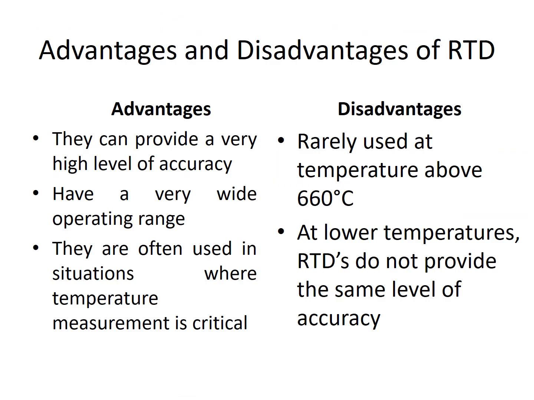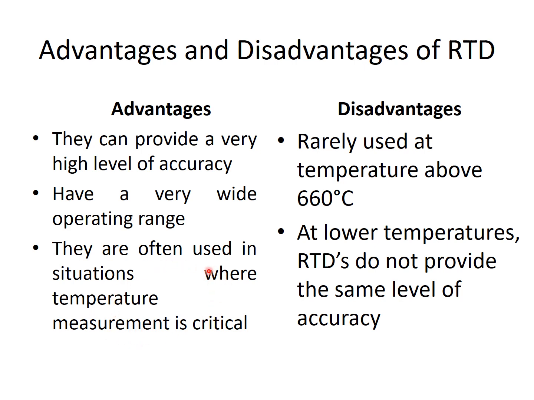Now we are going to end part 1 of the RTD session by looking at the advantages and disadvantages. Let us see the advantages of the RTD. They can provide a very high level of accuracy. Whenever the temperature varies from 10 degrees to 20 degrees, the resistance also varies correspondingly, so we get very accurate values, and we get various operating ranges. If the temperature varies from 100 to 300 or 200 to 400, we can design RTDs accordingly.